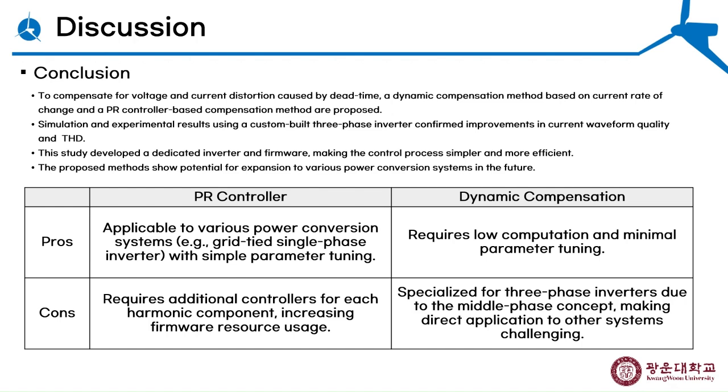In this study, through simulations and hardware tests, both methods effectively reduce THD, showing that the proposed strategies achieve meaningful harmonic reduction in a real system. PR controller-based compensation can be applied to various systems with parameter adjustment, but increases firmware usage and system complexity. On the other hand, dynamic compensation has low computational load and simple tuning, but is specific to 3-phase inverters and cannot directly apply to single-phase systems, since it is based on the concept of the middle phase current.